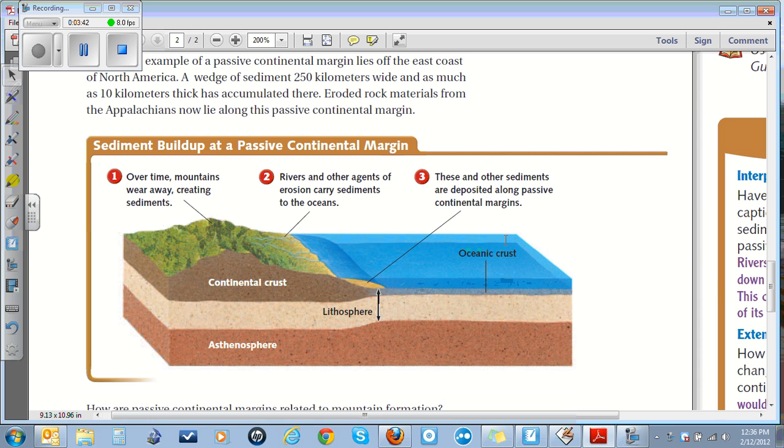Sediment buildup at a passive continental margin. Over time, mountains wear away, creating sediments. Rivers and other agents of erosion carry sediments to the ocean, and these and other sediments are deposited along passive continental margins.